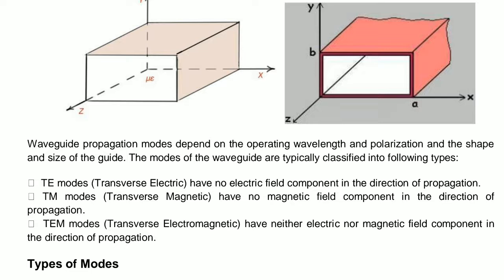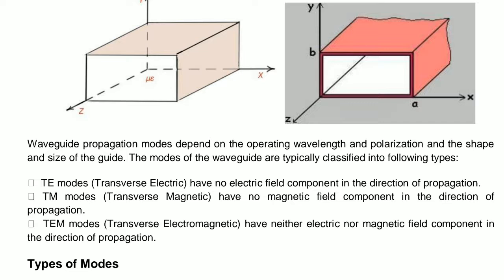So waveguide propagation modes depend on the operating wavelength and the polarization, and the shape and size of the guide. Basically, the waveguide can guide particular electromagnetic waves, which totally depends upon the operating wavelength of the microwave and the shape and size of the waveguide. Also there is one concept, that is polarization of the wave. I will give you the separate definition of polarization in the next topic.